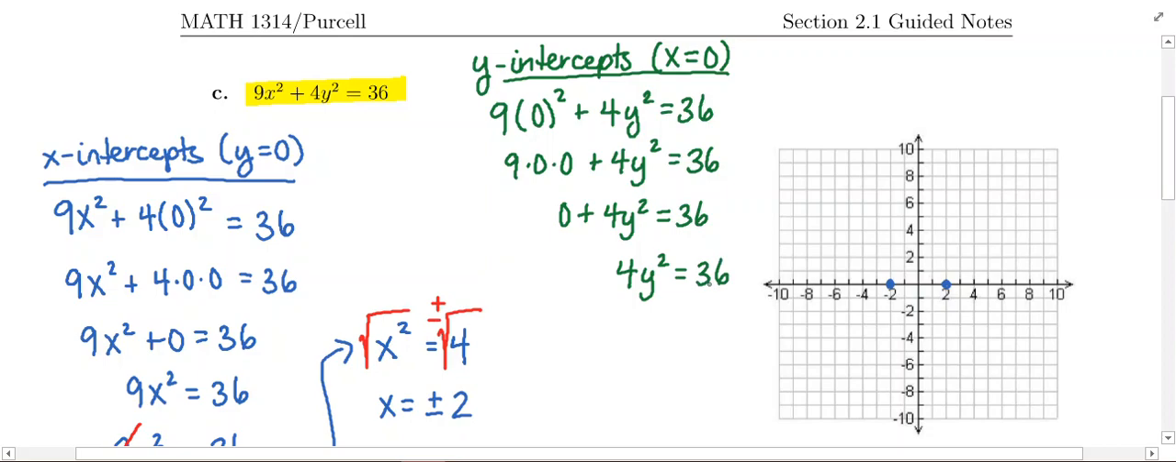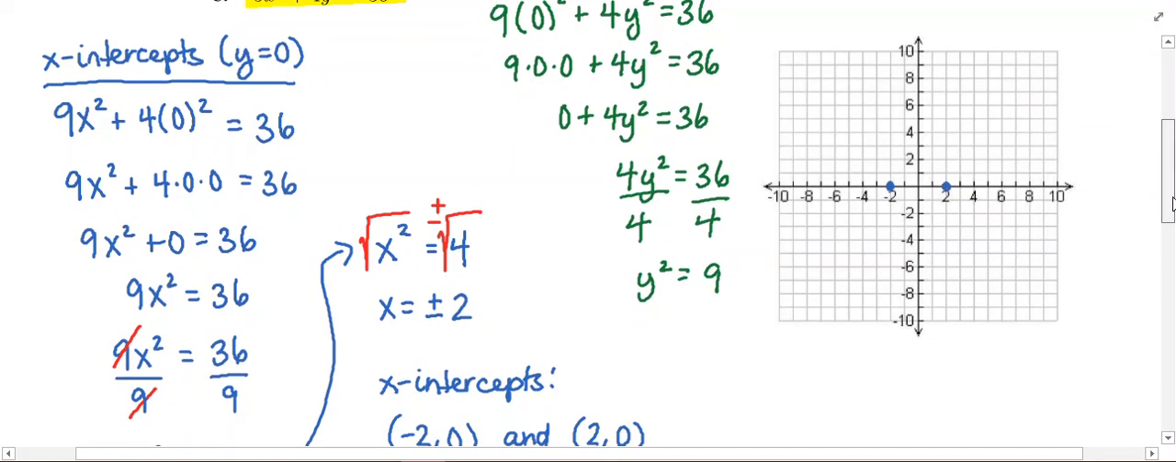Okay, this is very similar to what we saw with the x-intercept. The y is being squared here, not the 4. So before we can take the square root, we need to divide off the 4. Okay, so we're going to divide both sides by 4. That's going to leave you with y squared is equal to 36 divided by 4, which is 9.